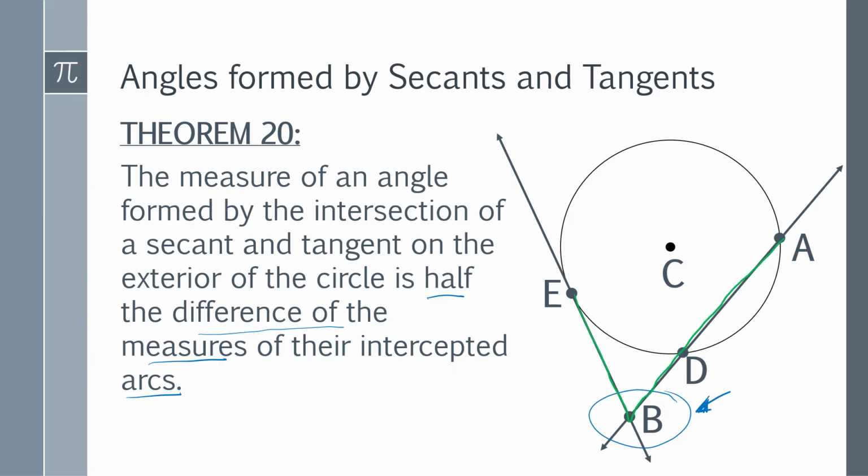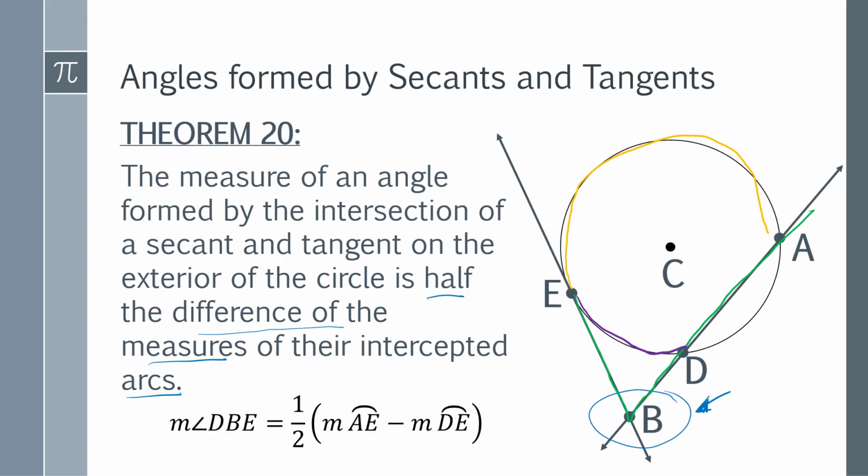EBA, this one. So there are two intercepted arcs. I prefer to use the violet one, we have here minor arc ED, and the other one I may use orange, my major arc AE. Okay, AE. So therefore the formula for this is the measure of angle DBE is half the measure of the major arc AE minus the minor arc DE.